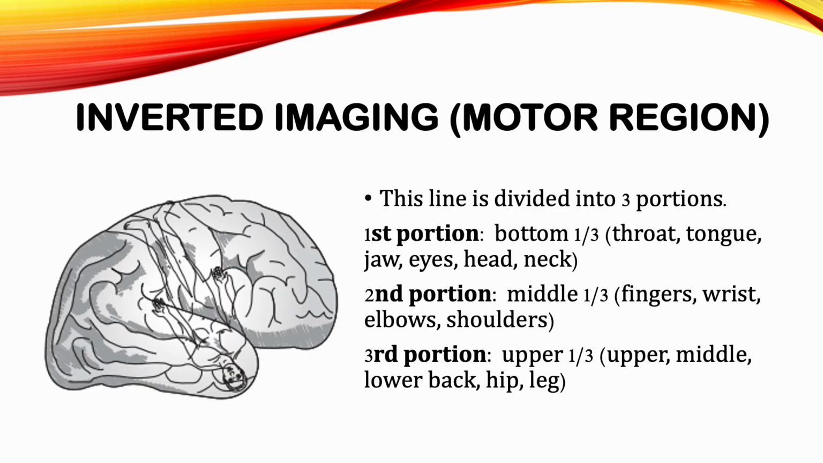This line is divided into 3 portions. The first portion is the bottom 1/3 and includes the throat, tongue, jaw, eyes, head, and neck in that order. The second portion is the middle 1/3 and includes the fingers, wrist, elbows, and shoulders in that order. The third portion is the upper 1/3 and includes the upper, middle, and lower back, hip, and leg in that order.